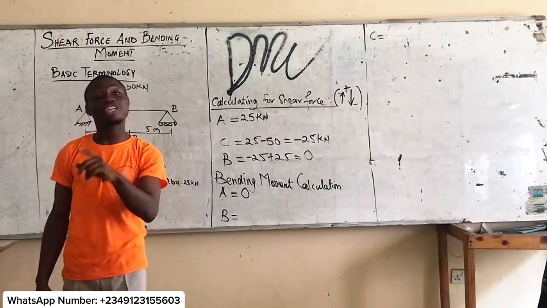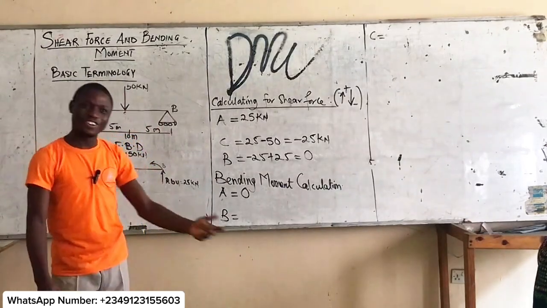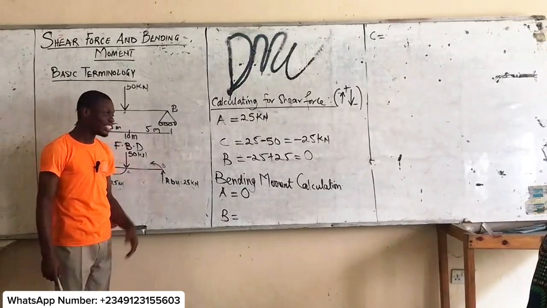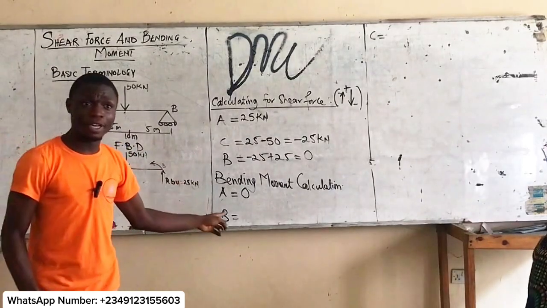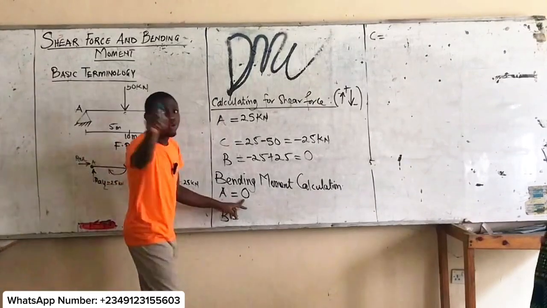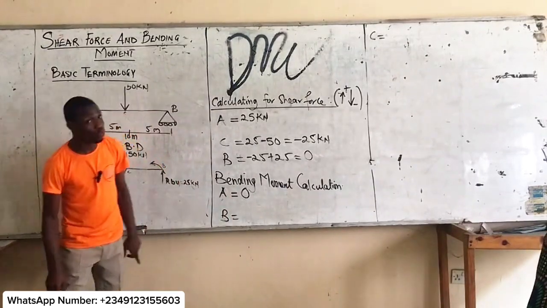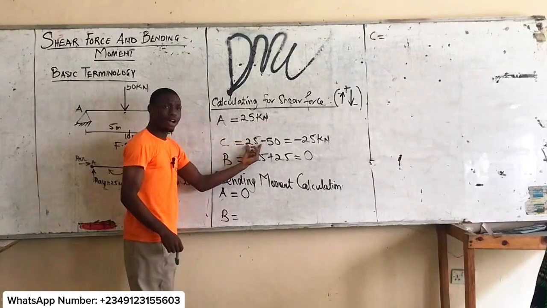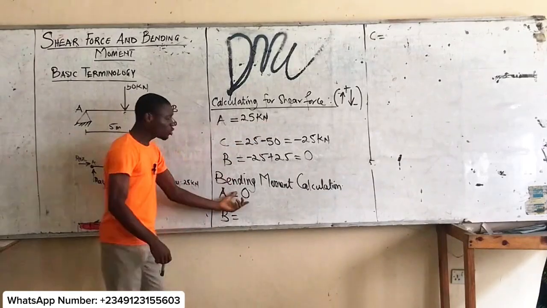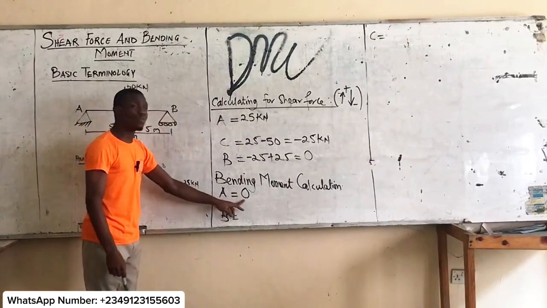Listen, I've considered section A. That's 0. Don't go and put 0 back here like shear force. For shear force, anything you have, you put it down and consider that section. This one, don't consider that way, as A was 0.